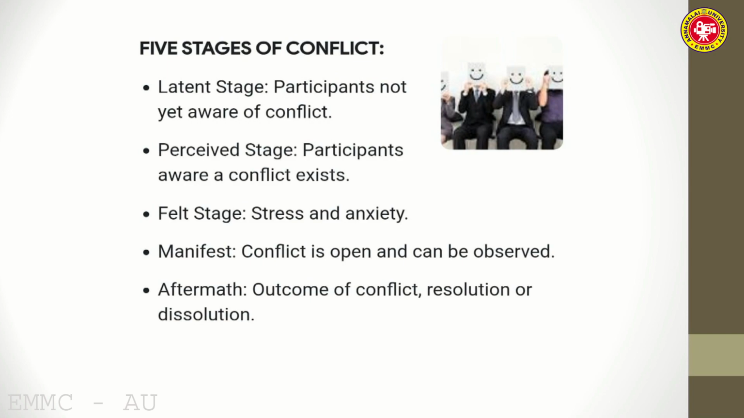One is the latent stage, then the perceived stage, felt stage, manifest stage, and aftermath stage. The latent stage consists of participants not yet aware of conflict. In the perceived stage, the participants are aware that conflict exists. The felt stage is where participants express stress and anxiety. The manifest stage consists of conflict that is open and can be observed. The last one is the outcome of conflict, resolution or dissolution.